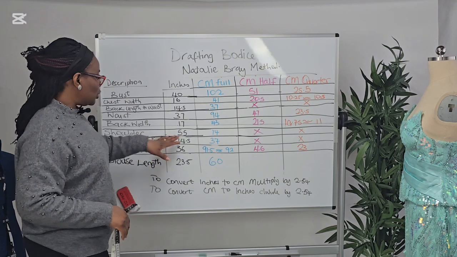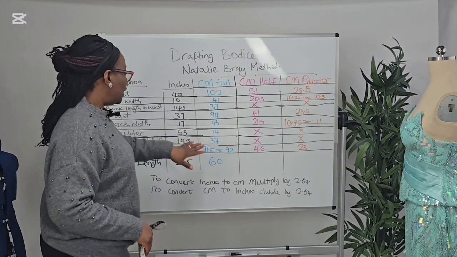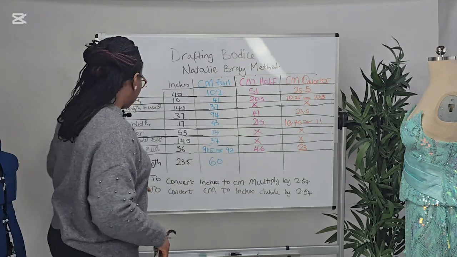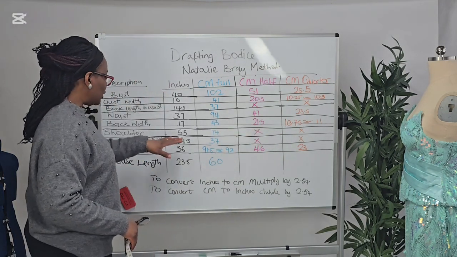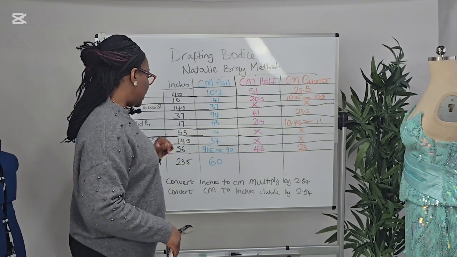So now your shoulder measurement as well, we have it because I told you we only take one part of the shoulder, and this is 5.5, which is 14 centimeters, and then we don't need to divide that further. Your shoulder to under bust measurement too, we have 14.5, 37, and we don't need to divide that even further.